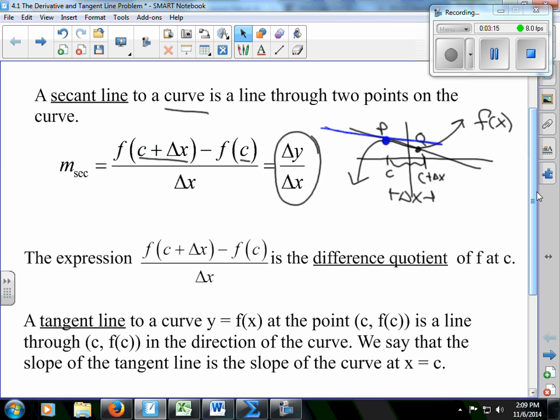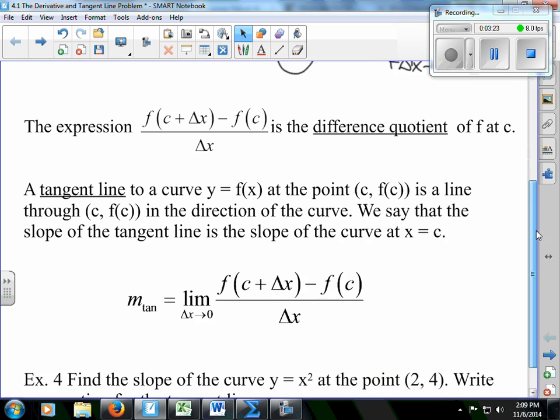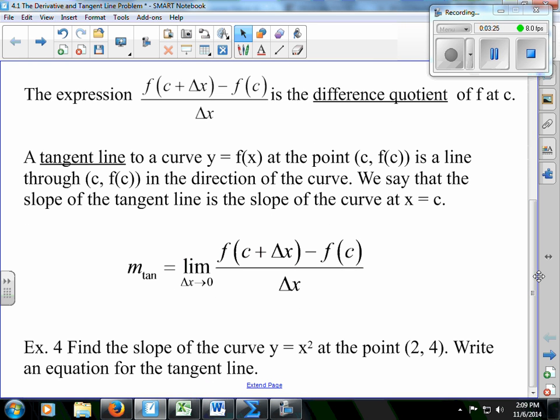That's what I mean by direction of the curve. It's not going to hit through the curve perpendicularly or run through it. It's just going to lay on top of the curvy part and only hit in one spot, P. The slope of that tangent line is also called the slope of the curve at a specific location x.